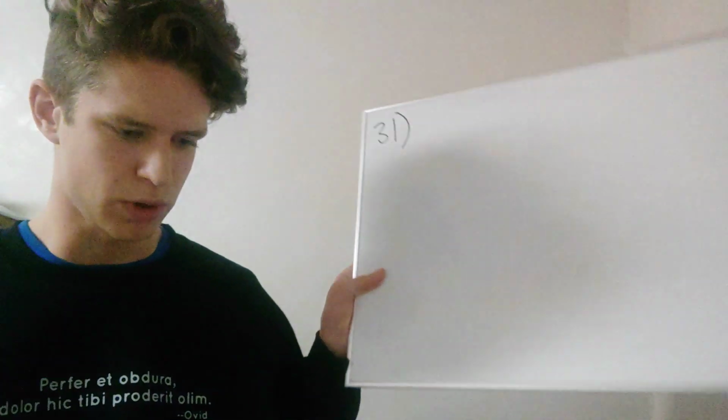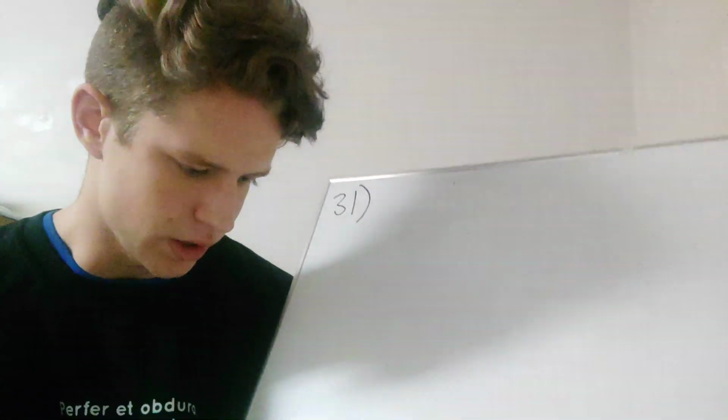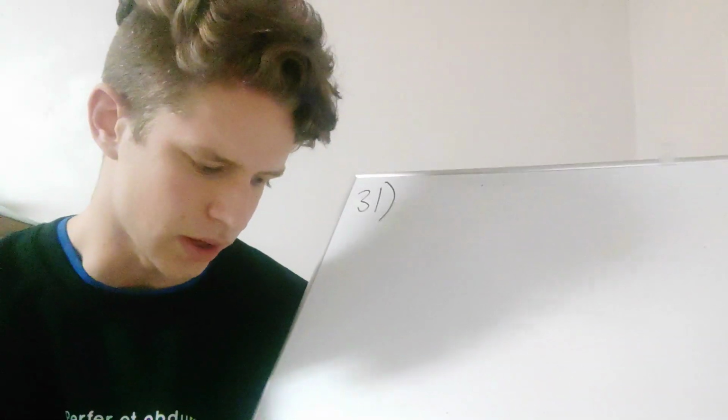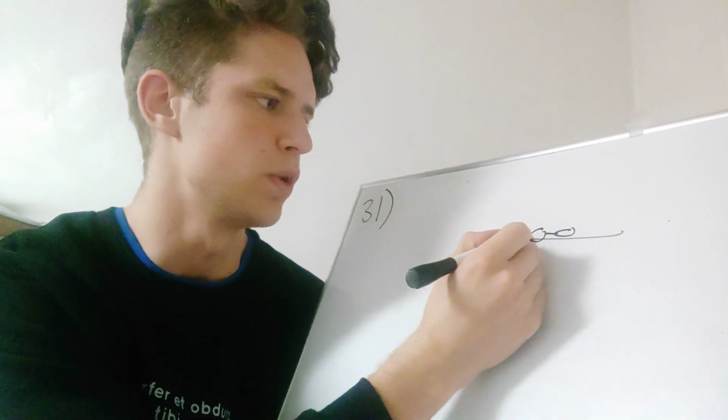Alright, so next up is problem number 31. So 31 asks, a car is traveling on a level road. Okay, level road, car.